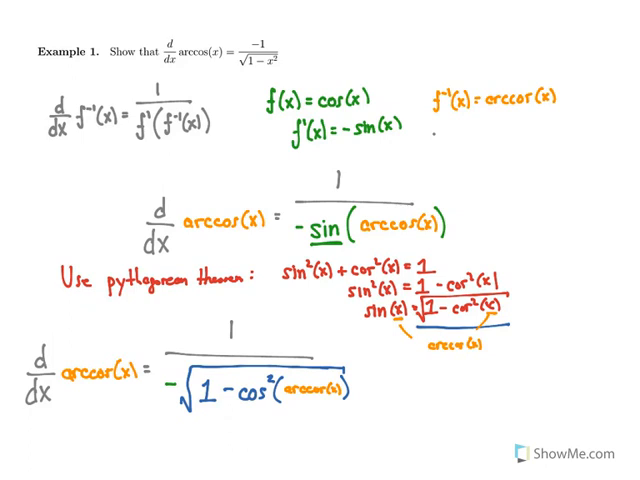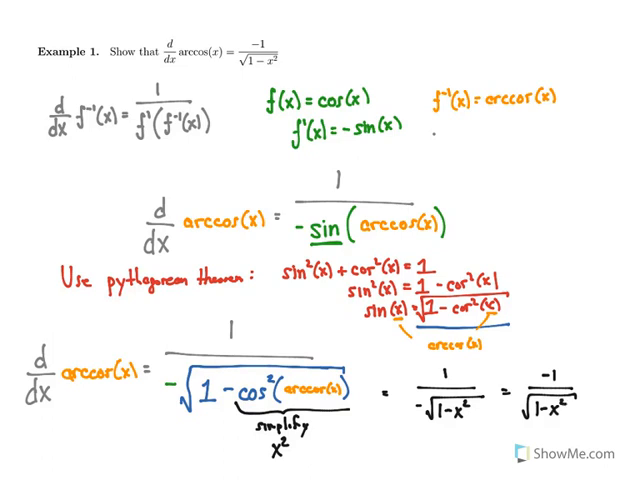Then note that we can simplify this cosine squared of arc cosine using the fact that those are inverse functions. Write this as just x squared, and we have our result that this is going to be 1 over negative square root of 1 minus x squared, or negative 1 over square root of 1 minus x squared. So we can use the formula given to us, but it really comes down to using the Pythagorean theorem to rewrite that expression into something nice.